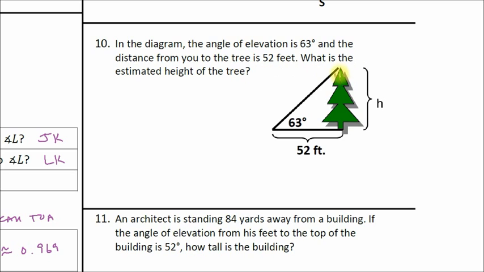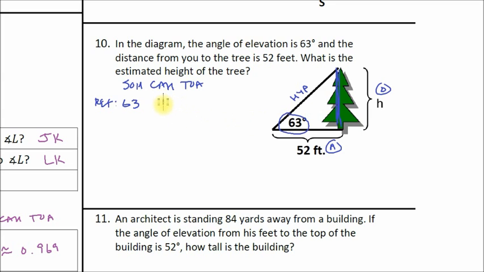Well, class, we're going to be looking for a missing side of our right triangle, which means we're going to be using trig, which means we always start with SOHCAHTOA. My reference angle is going to be 63. And then we can label our sides. This is the hypotenuse. The 52 is adjacent to 63. H is opposite. And obviously we're trying to find H, the height of the tree.